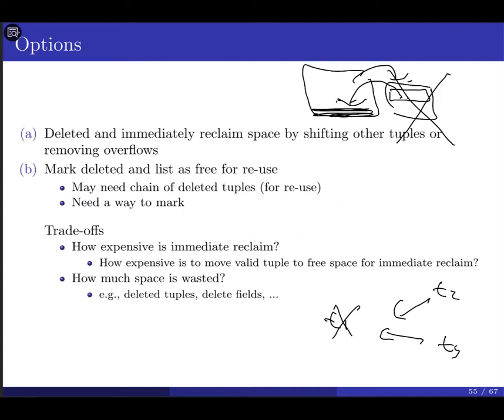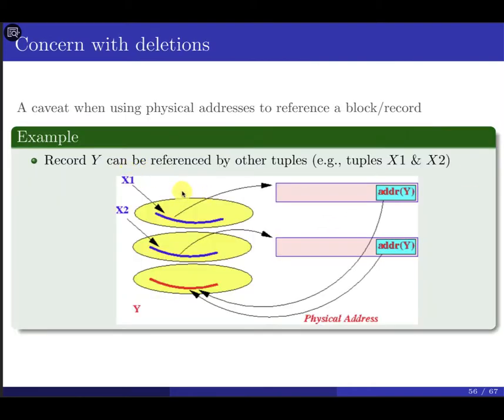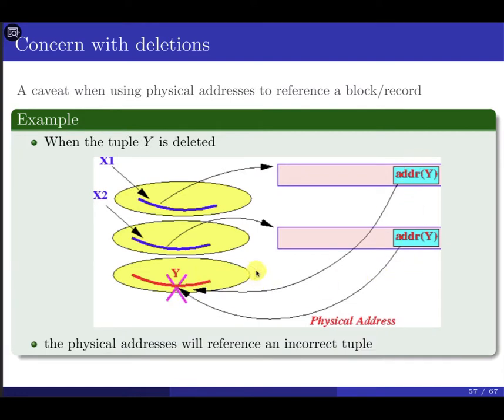Okay, so let's take a look at the example here. Assume that we have a tuple X1 and X2, and we have another tuple called Y. We're going to use the physical address, not a logical address. I'm going to point directly to the record ID, which contains the information about where the record is stored. Both of them have a pointer to the record Y. If you delete Y here, now we have a problem, because the records X1 and X2 are still pointing to record Y, which does not exist anymore. So we end up with an incorrect reference.